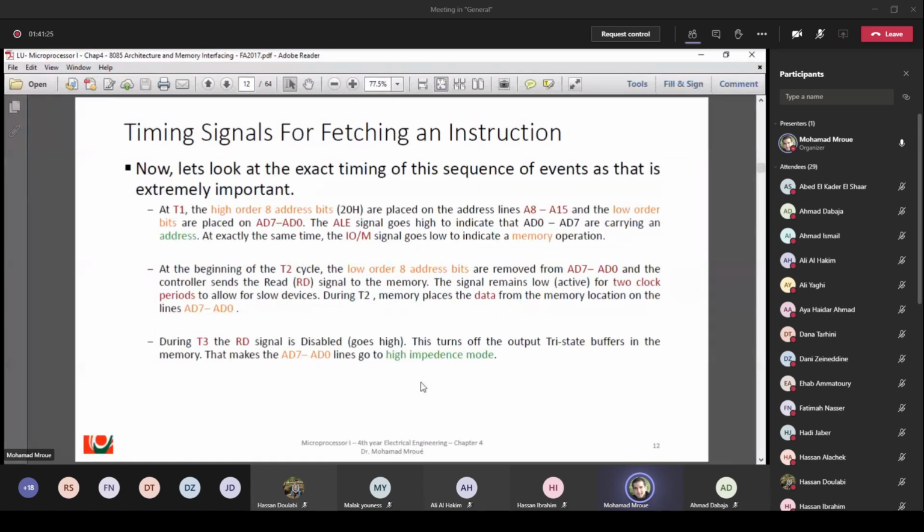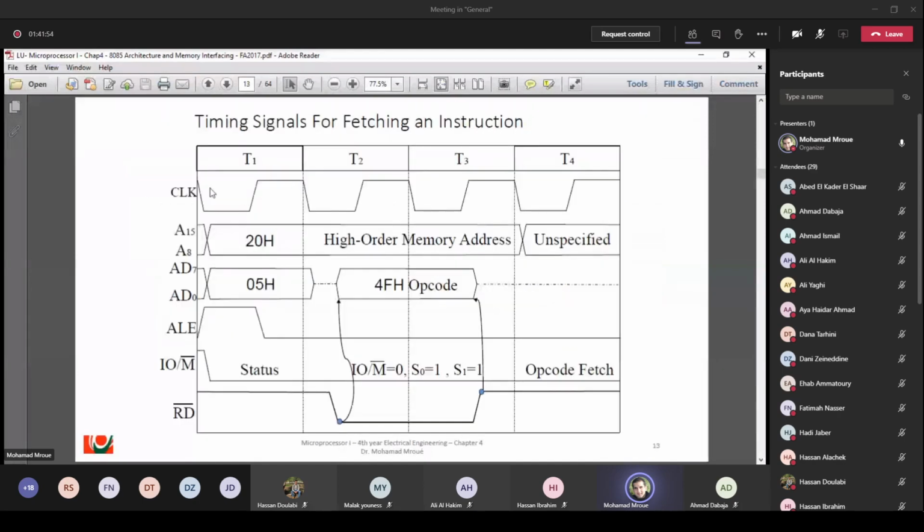So during the first cycle, during the first T clock, let's say called T1. At T1, during the first clock period, the high order 8 address bits, 20H, are placed on the address lines A8 to A15, and the low order bits are placed on AD7 to AD0. Okay, so during the first step, what is happening here? This is the clock signal that synchronizes all the components forming the microprocessor. During the first T clock, the first cycle, let's call it T1.